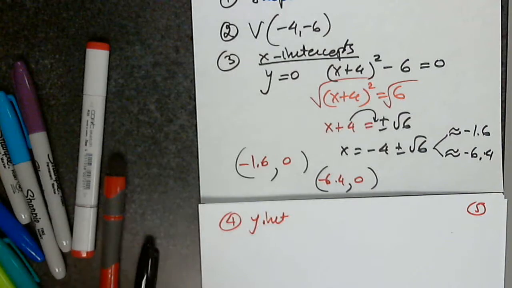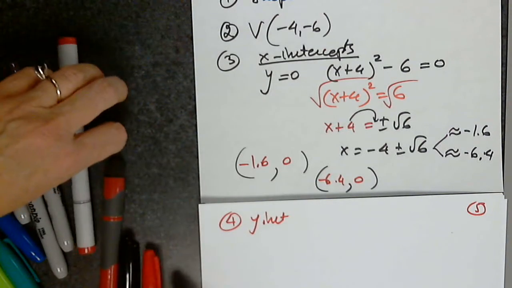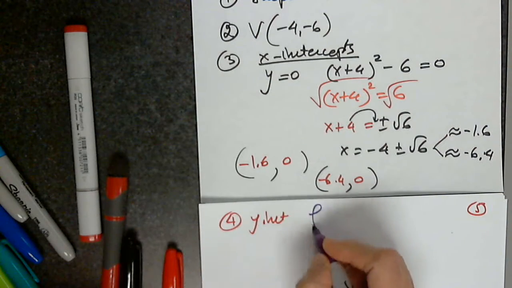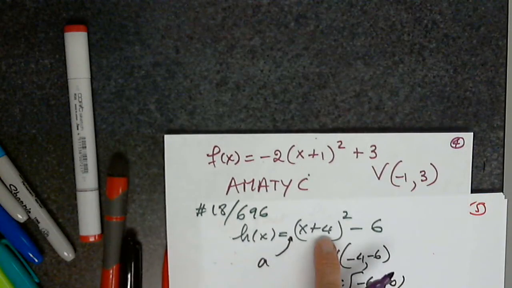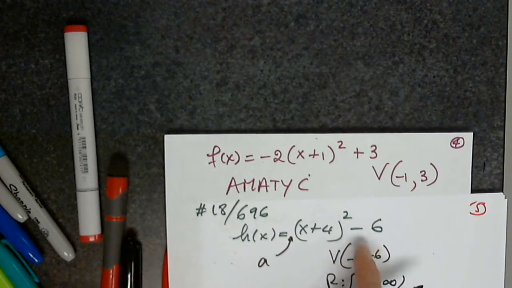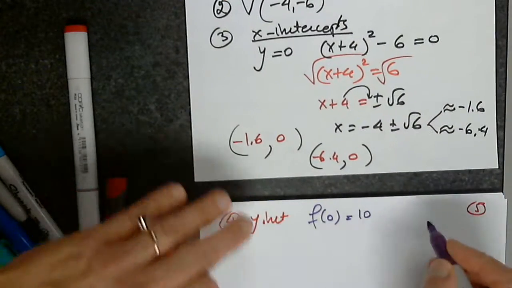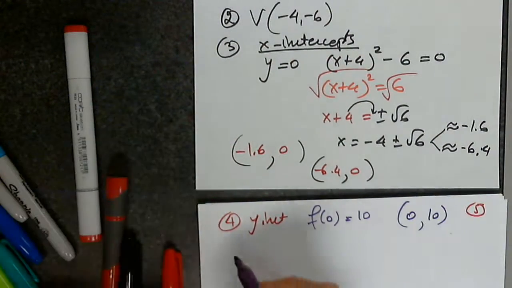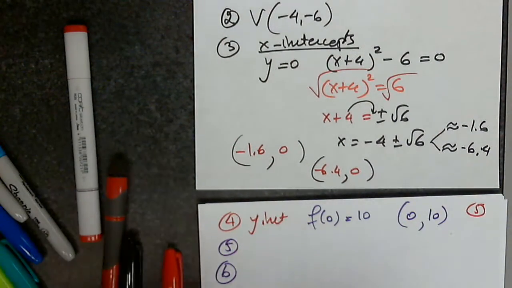How do I get the y-intercept? Always, for any function. I set x equal to 0, and now I have to be careful. So I have to find f of 0. Let's do this together. 0 plus 4, 4 squared, 16 minus 6. That's it. What is the ordered pair? 0, 10. Very good. The last two are just words.